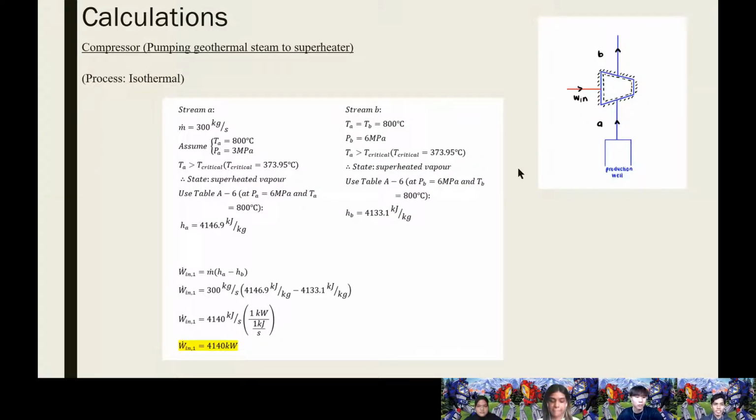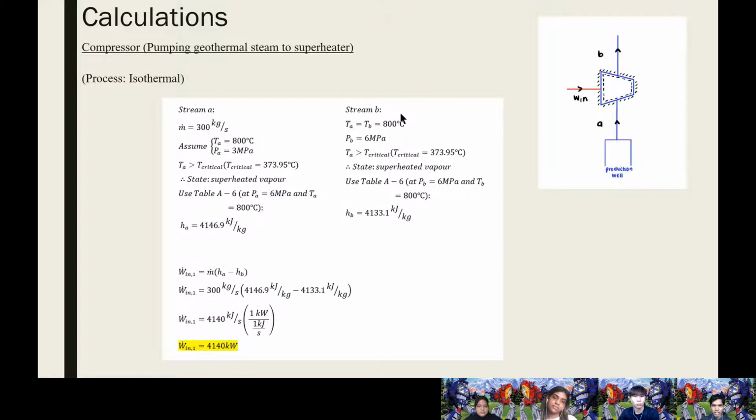First part is the compressor, which pumps the geothermal steam to superheater and it increases the pressure of the geothermal steam, and this process is isothermal. For stream A, as mentioned before, the mass flow rate of the geothermal steam is 300 kg per second, and we assume that it is obtained at 800 degrees Celsius and 3 megapascal. The temperature exceeds the critical temperature, and it is found that the state is superheated vapor, and we use table E6 to find the enthalpy of stream A, which is 4146.9 kilojoule per kilogram.